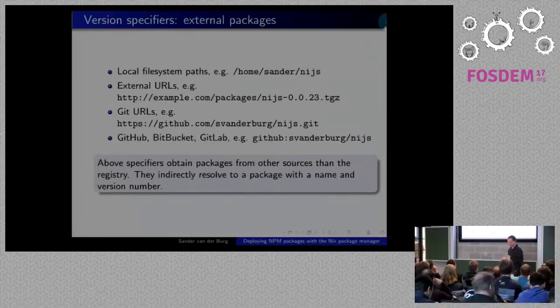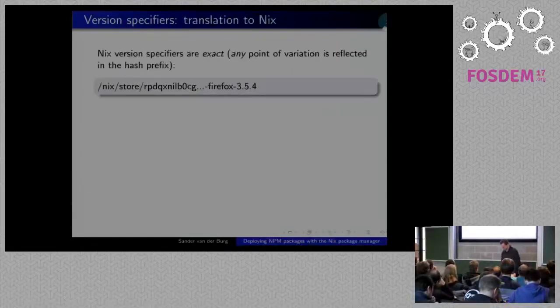But besides NPM packages that come from the NPM registry, you can also use your own external location. So you can also refer to dependencies in your own home directory. You can refer to Git URLs. You can refer to repositories on GitHub and Bitbucket and so on.